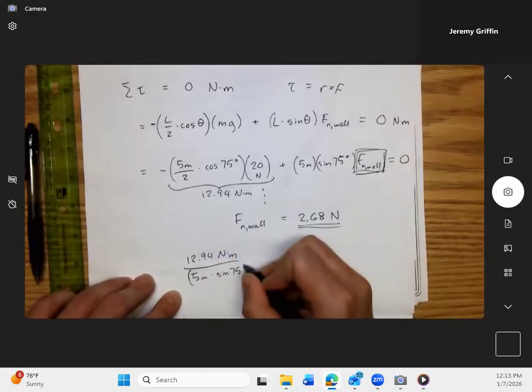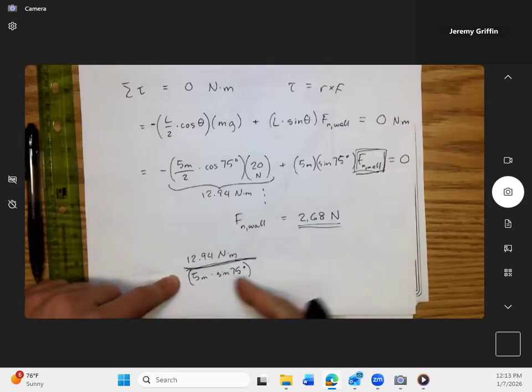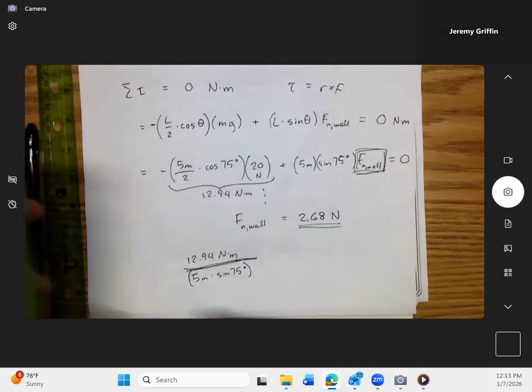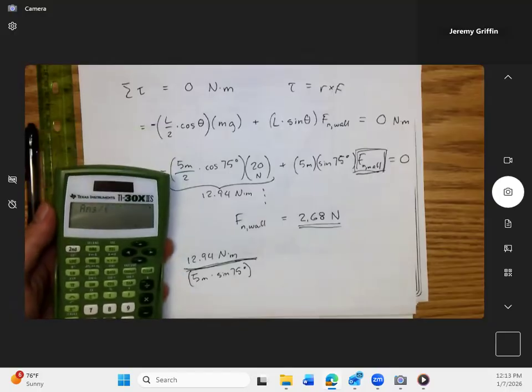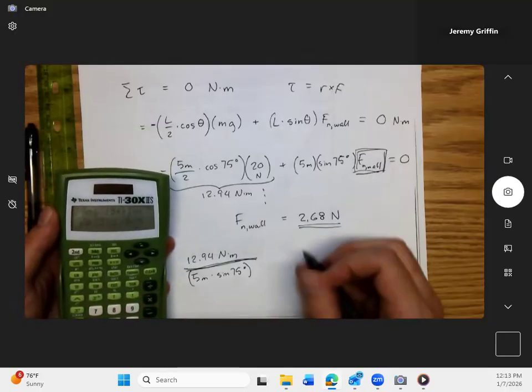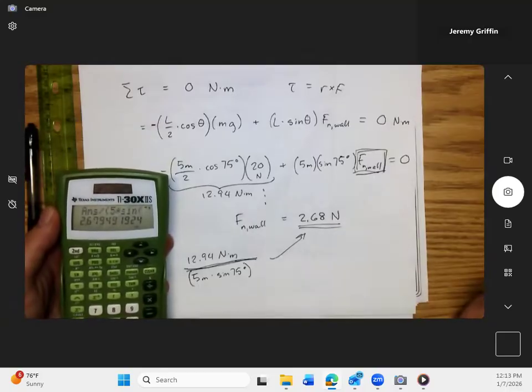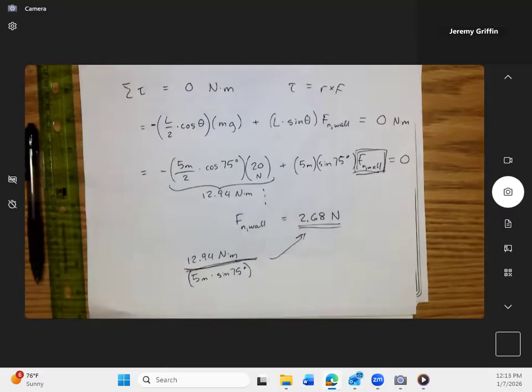Okay. Now your calculator, you have to put that all in parentheses, because you're dividing by multiple things here. Which I'm doing right here. Divide by open parentheses 5 sine 75 degrees. Okay. And that gives me this 2.68 newtons. Okay. So just a little algebra there.